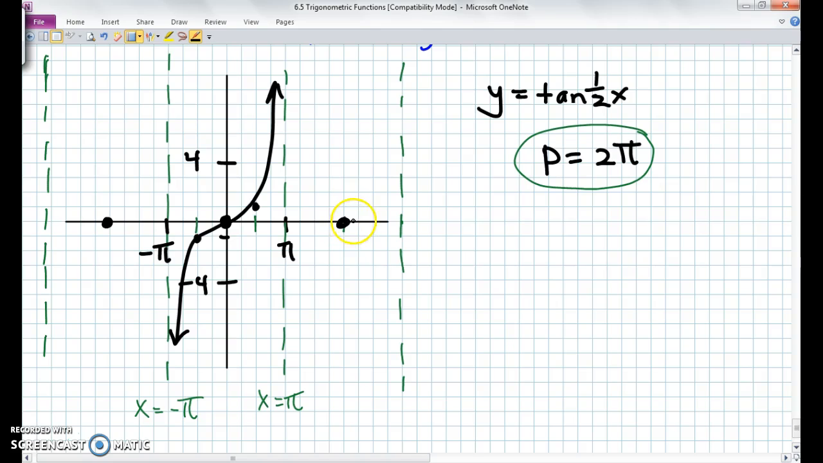Okay. Yes, Jack? Can you explain again why we have asymptotes? Yeah, just give me 1 second here.